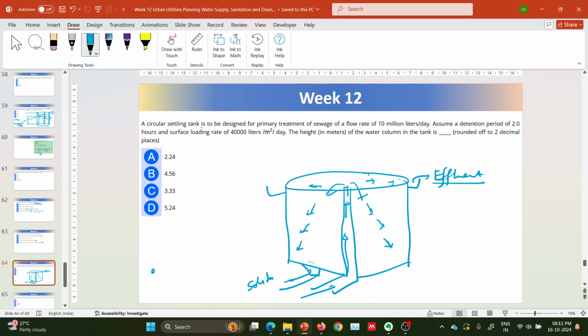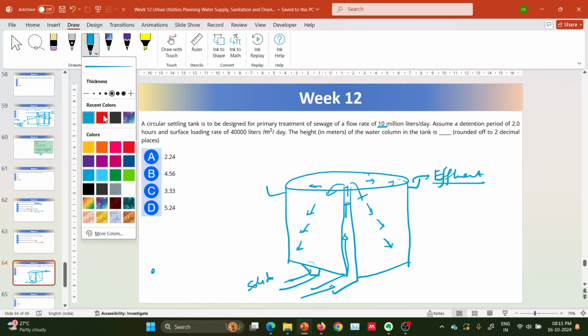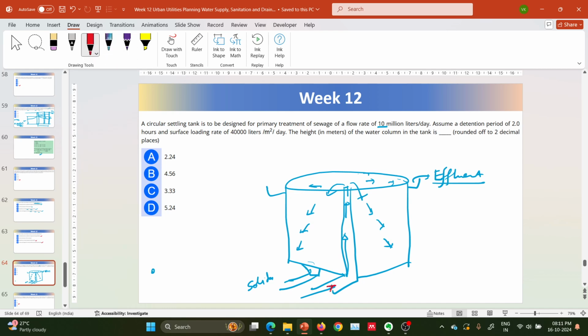A circular settling tank is to be designed for primary treatment of sewage. The flow rate Q provided here is 10 MLD, 10 million liters per day. Assume a retention period of 2 hours. Retention time is 2 hours, so a particle which enters will take 2 hours to come out.